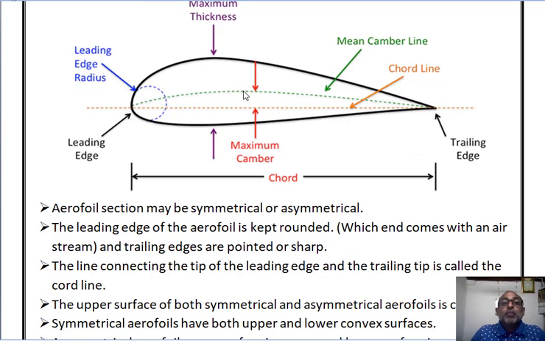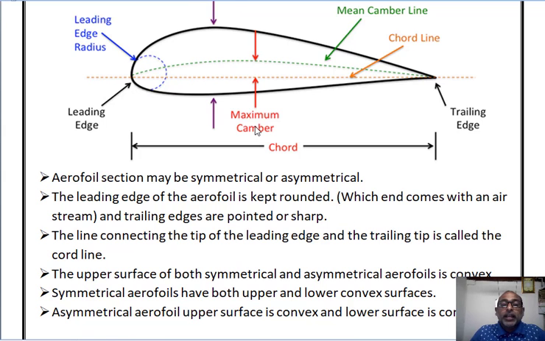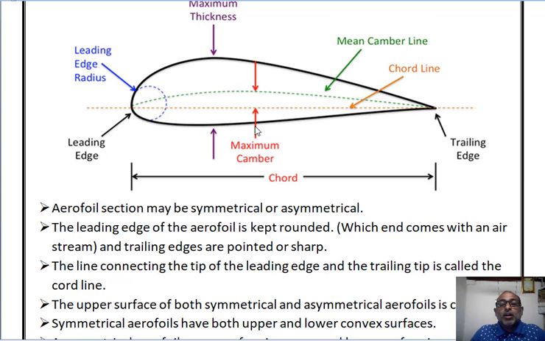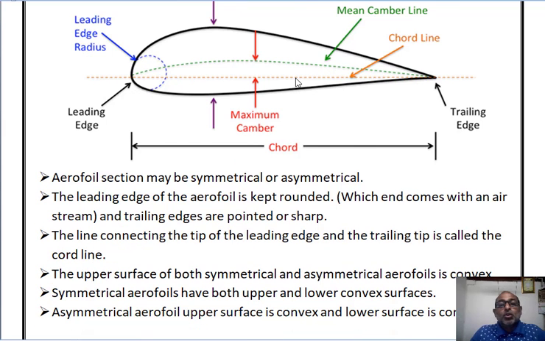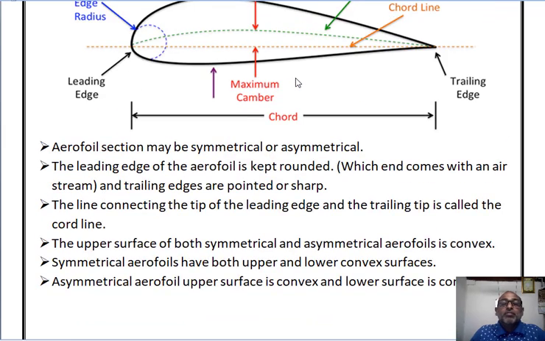The upper surface of both symmetrical and asymmetrical aerofoils is convex, as shown in this figure. In a symmetrical aerofoil, both upper and lower surfaces are convex, but in an asymmetrical aerofoil, the upper surface is convex while the lower surface is concave.